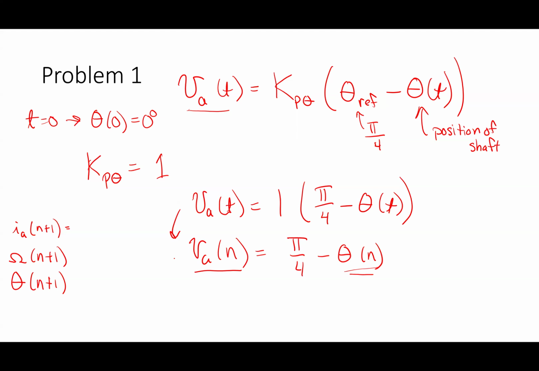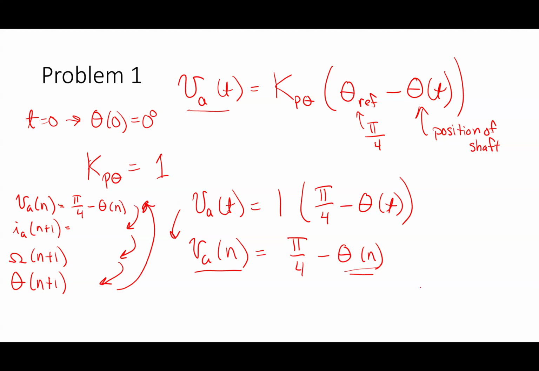So every time I go through the for loop, I'm basically changing the value of the voltage that I actually apply. So the first thing I would have to do inside my for loop is calculate VA of n as pi over 4 minus theta of n, right? So I'd make that calculation, and then I would calculate IA of n plus 1, then I would calculate omega, and then I would calculate theta. And then I would go back to the top of the for loop again. So every time I go through that loop, I'm basically computing a different value of the voltage.